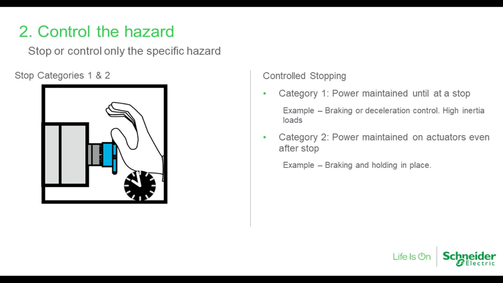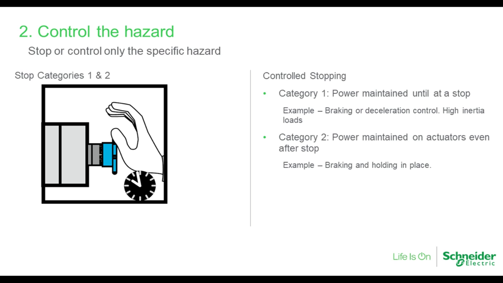So there are applications where it's desirable, rather than removing power, to have the motor or the robot arm, the servo, to actually control the stop or even control it to a certain speed or location. So those can fall into categories 1 and categories 2, which have some level of maintaining power, maintaining control, rather than just completely eliminating it.